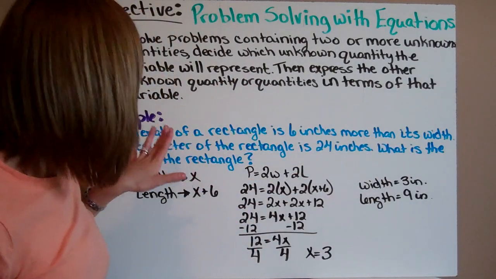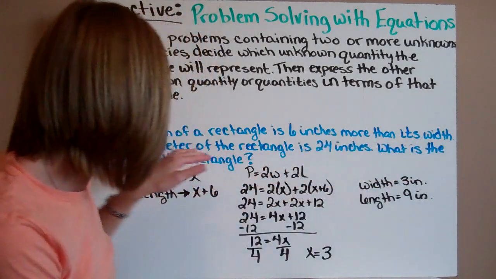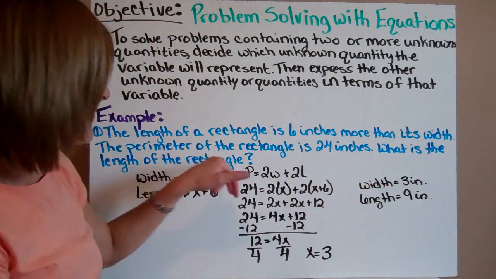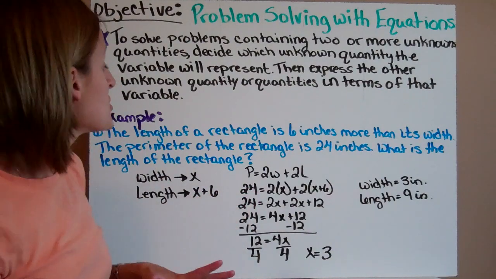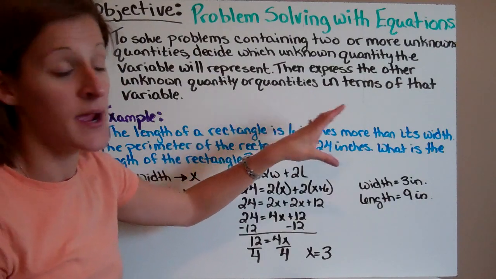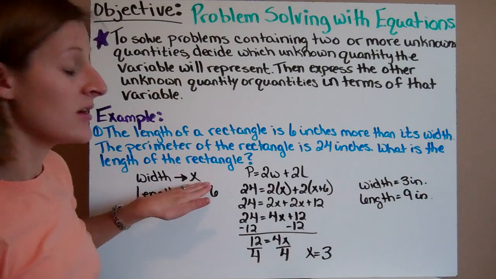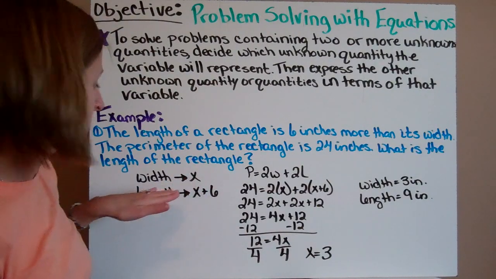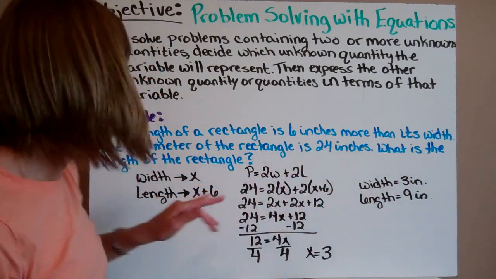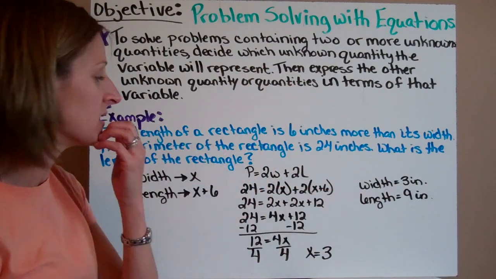Alright, so for example, the length of a rectangle is 6 inches more than its width. If the perimeter of the rectangle is 24 inches, what is the length of the rectangle? Since the length of a rectangle is being described compared to its width, I'm going to set the width equal to x. That's going to represent my width. My length, it says it's 6 inches more than its width. So I'm going to do x plus 6. Remember that with more than, we switch.